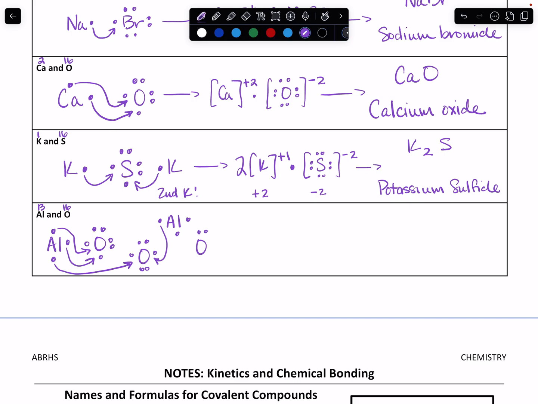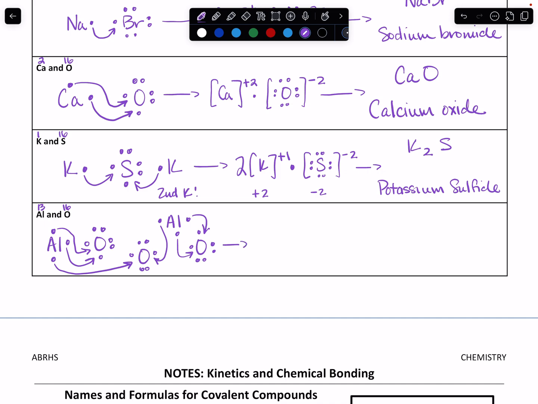Whoops. I'm going to try and figure out a way to make the arrows work better. There we go. So we'll take an electron here, we'll take an electron here. And now those two aluminum atoms have both donated their 3 electrons. Those 3 oxygen atoms have each accepted 2 electrons. So everybody has their octet.